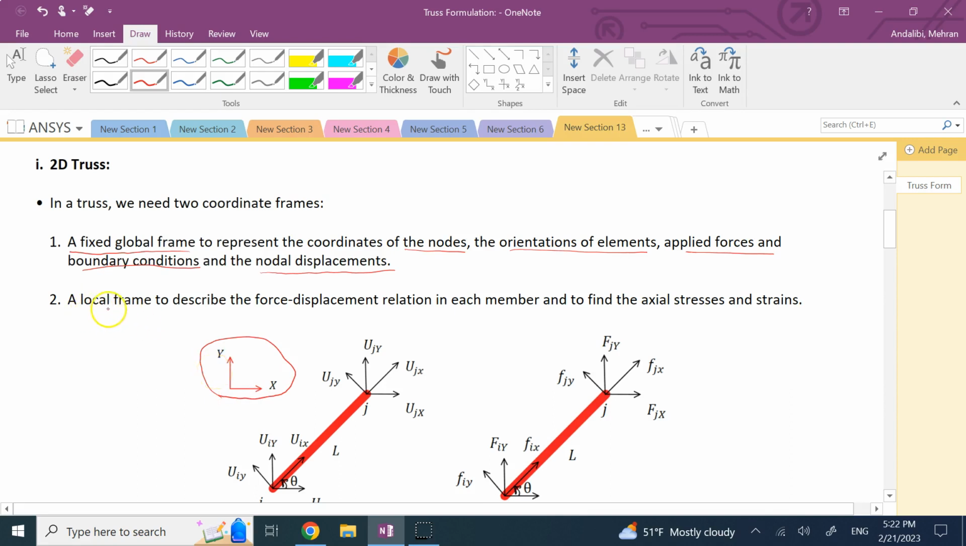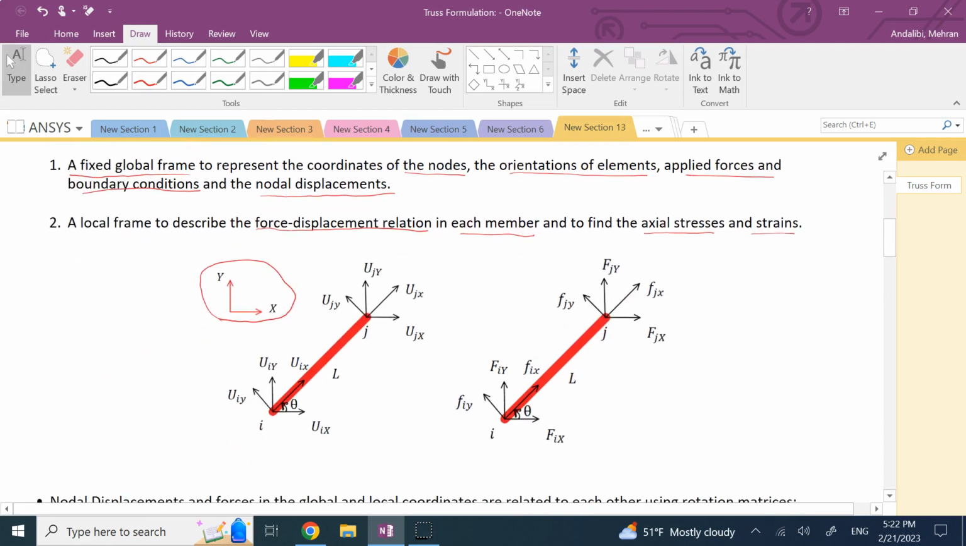And then you need a local frame for each member. So you're going to have a bunch of these local frames. Each one is attached to each member. The origin of it is at one of the endpoints, at one of the nodes. And this is used to find the axial stresses and the strains and the forces in the members, okay? Because the force displacement relation can easily be described in this local frame. And you can see that in this figure, right?